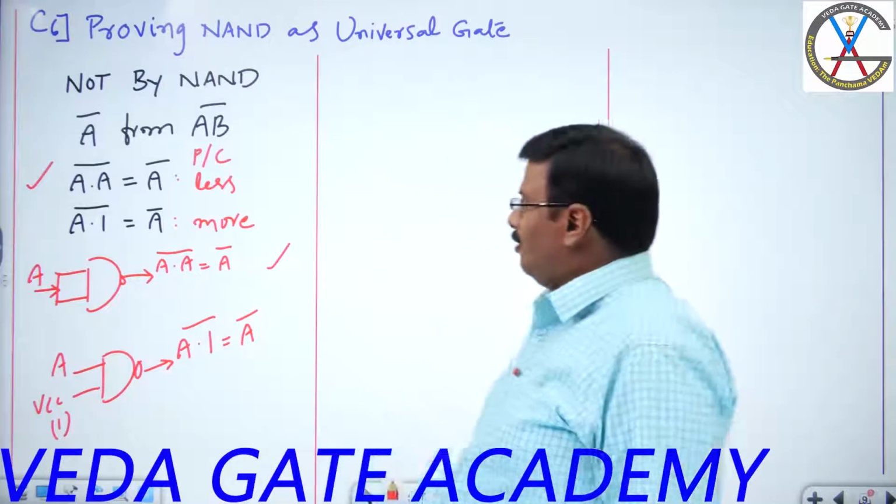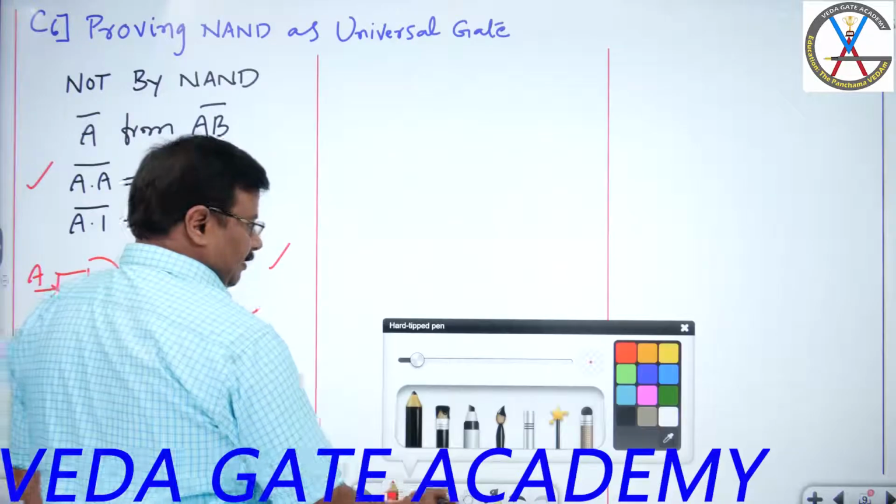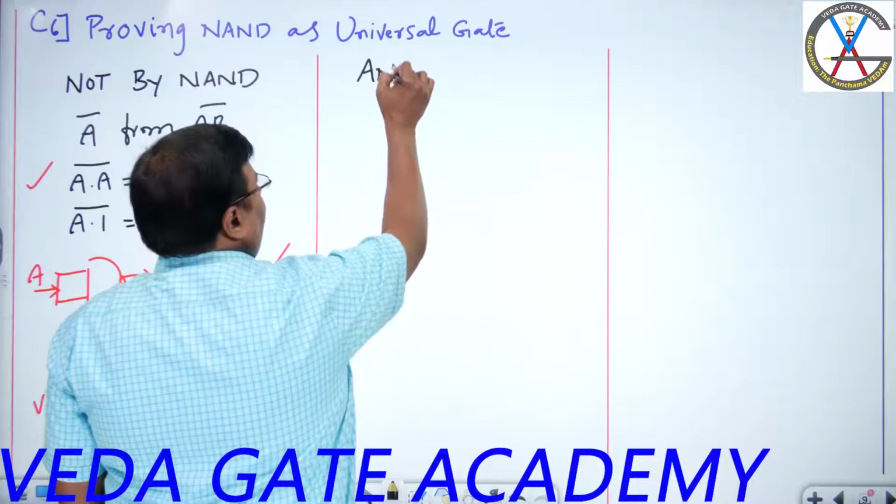Now let me come back to explain. After NOT by NAND, then OR by NAND and AND by NAND.